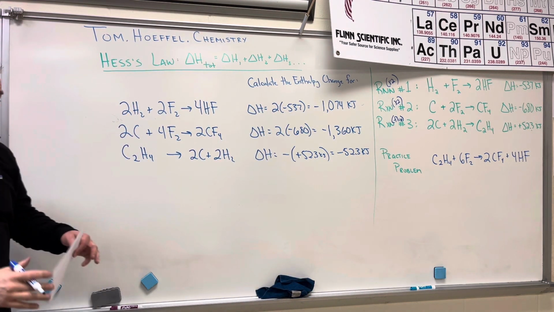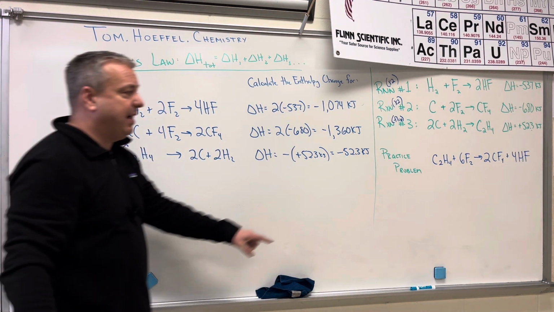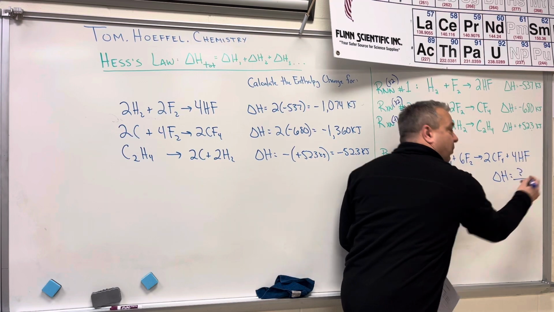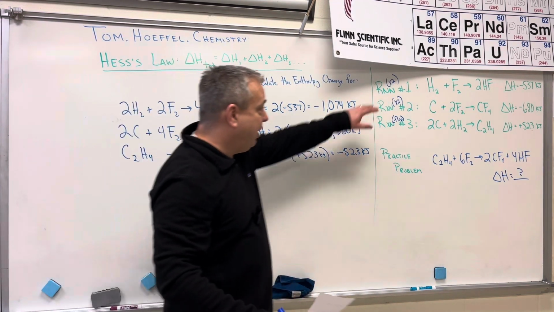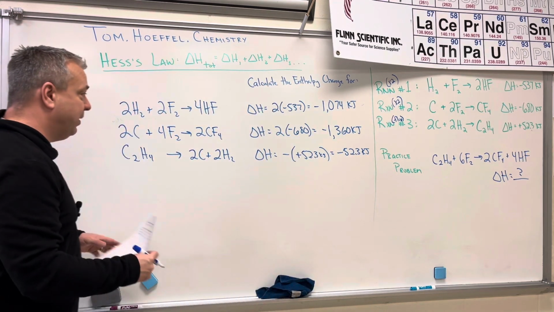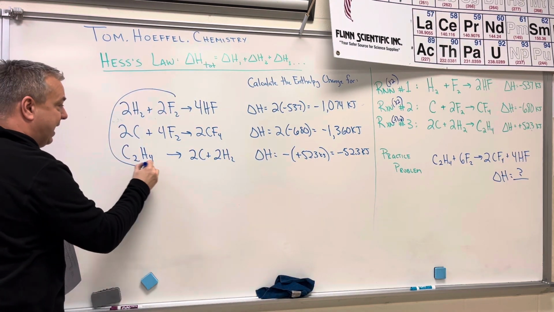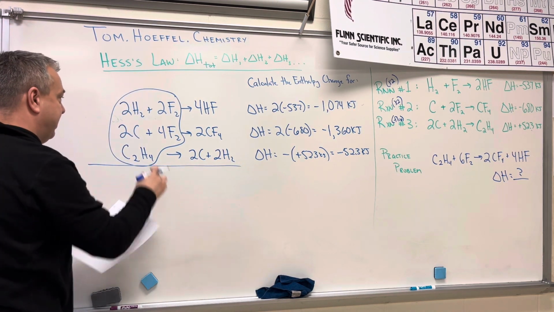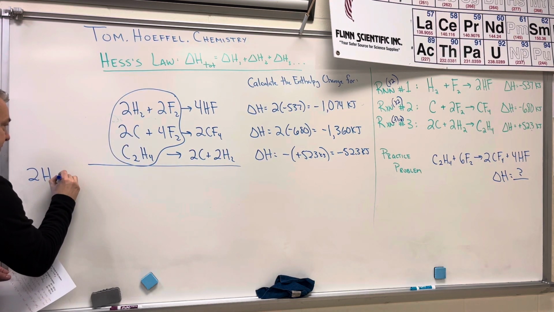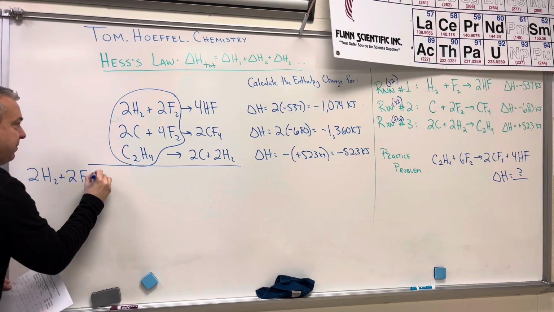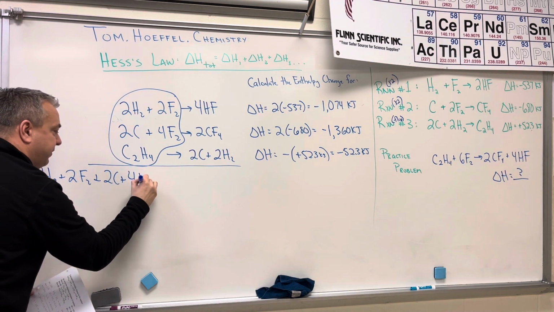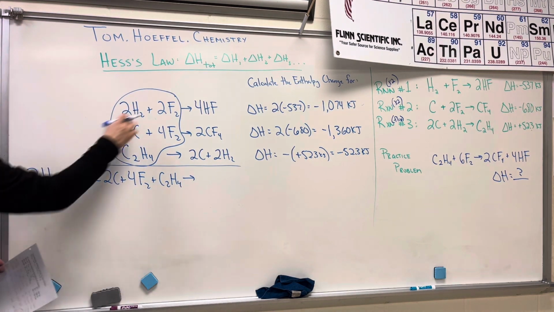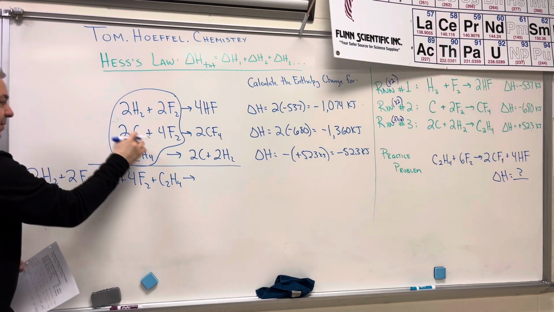Okay. Now, if I've done everything right, when I add these together, I should get the problem that I'm looking for, because I'm trying to figure out what is that enthalpy change. That's the whole purpose of this manipulation. So let's see if this works out. I'm going to take all of these reactants. There's 5 of them, so you got to be really careful. And I'm going to put them on the left-hand side. Okay, so 2H2, 2F2, 2C, 4F2, and C2H4. Double check that all of those things kind of work out, okay?